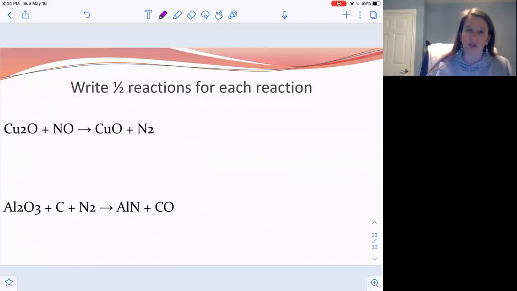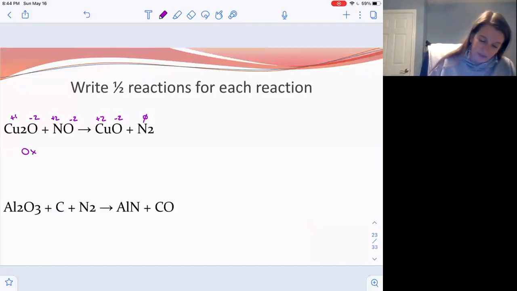First, we've got to assign our oxidation numbers. So we've got -2 here. We have a +1 here for the copper. We've got -2 for this oxygen, so this nitrogen is +2. This oxygen is -2, so this copper is +2. And this nitrogen is going to be a 0 because it's by itself.